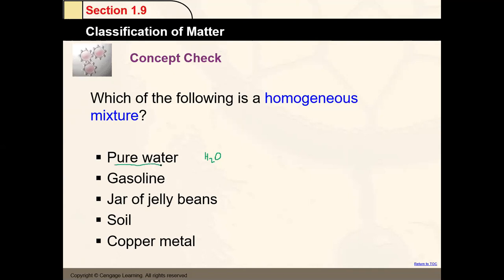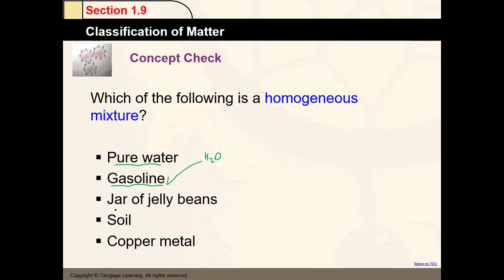How would I classify pure water? I would classify pure water as a compound, right? Gasoline, actually, that's what I would say. This one is my homogeneous mixture. Gasoline is a mixture of hydrocarbons. Hydrocarbons are normally these chemicals, organic compounds that come from the crude oil, right? Gasoline is a mixture of components. We have inside hexane, octane, heptane, different types of compounds that are inside.